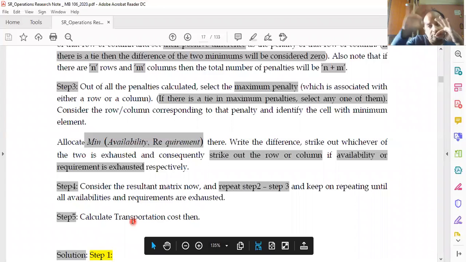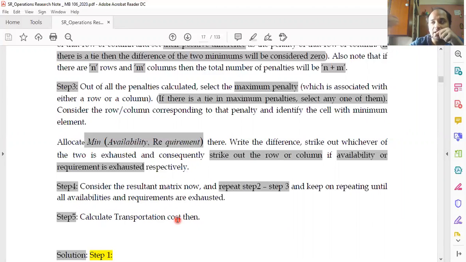And then once you get the entire thing, you calculate the transportation cost as per the formula given in the objective function: unit transportation cost multiplied by the number of elements to be sent from a factory to a particular destination.